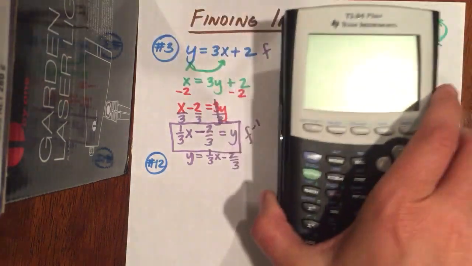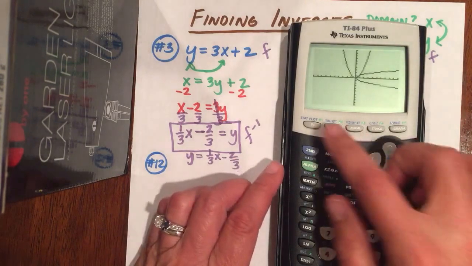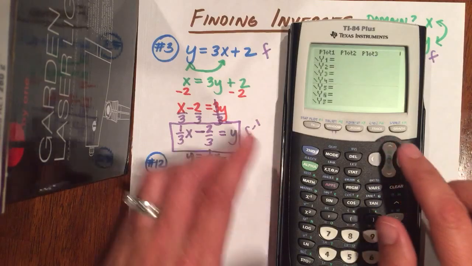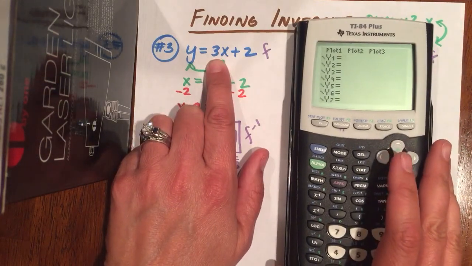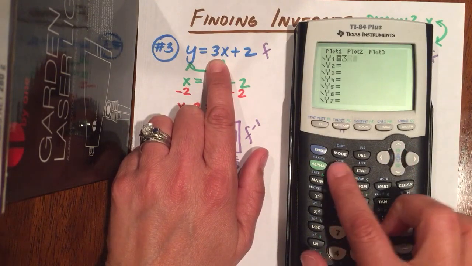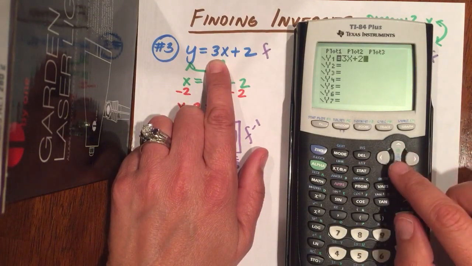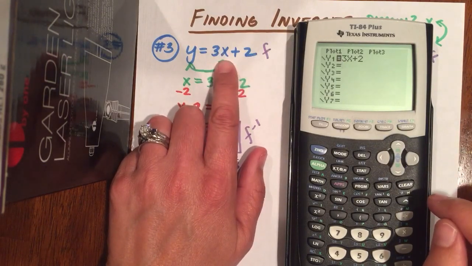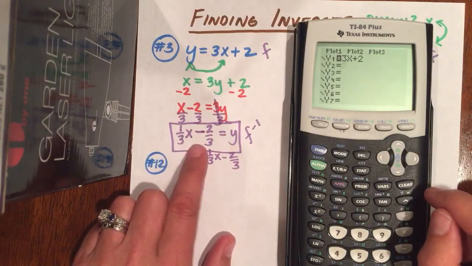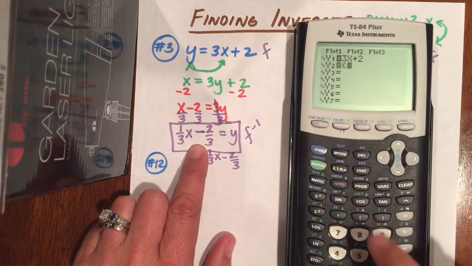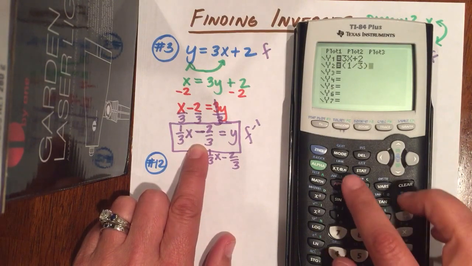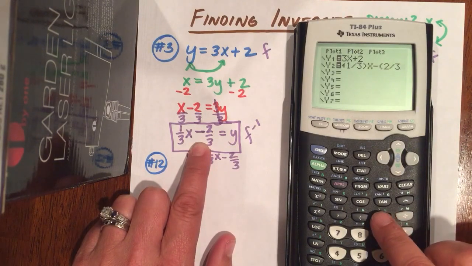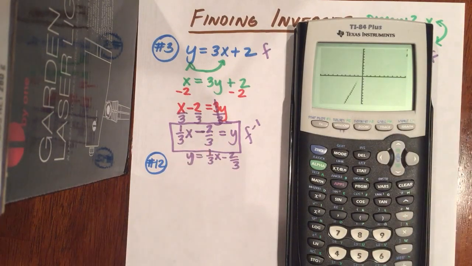So let's take a look at number 3 on the calculator. If I wanted to verify that these are in fact inverses, let's graph the original function. So I've got y equals 3x plus 2. Okay, that's my original function. That's a linear function, by the way, remember, mx plus b. The inverse is this function. The inverse is 1/3 x minus, and I always put parentheses even though sometimes you don't have to, 2/3. So let's graph this and see what it looks like.